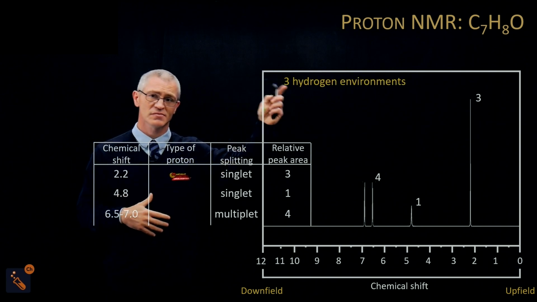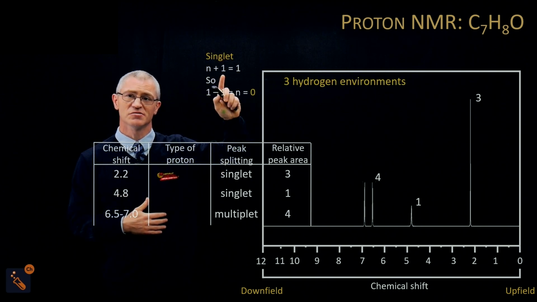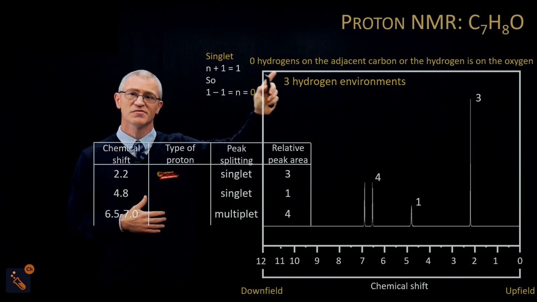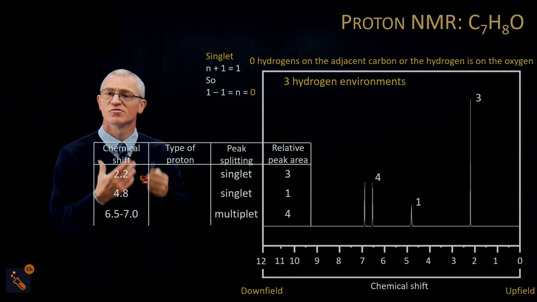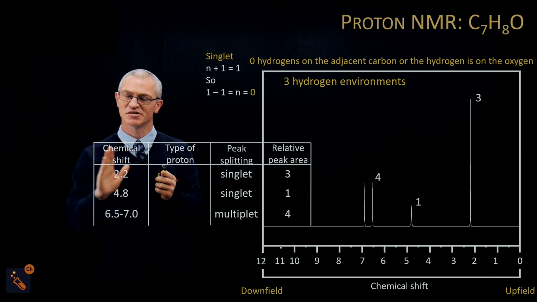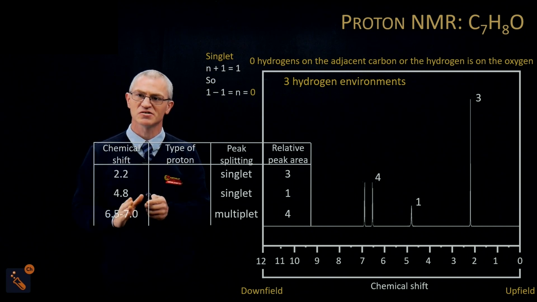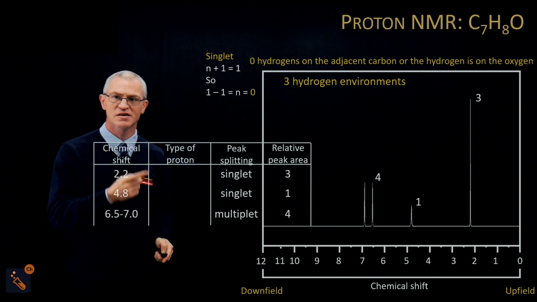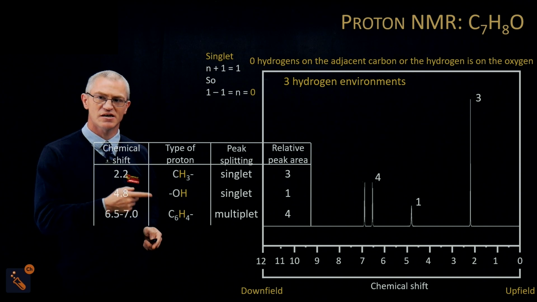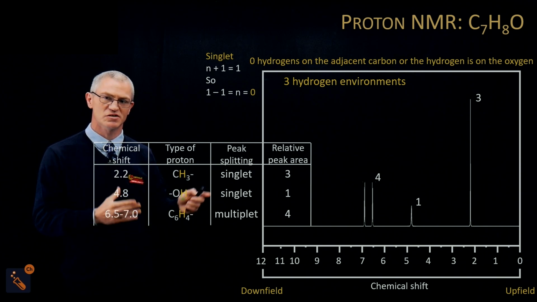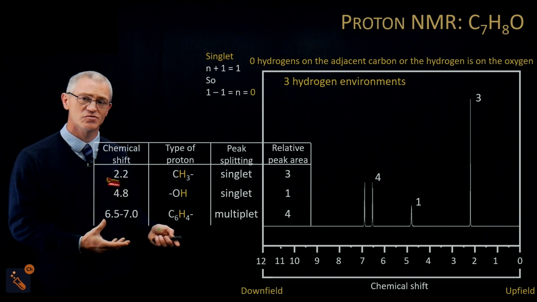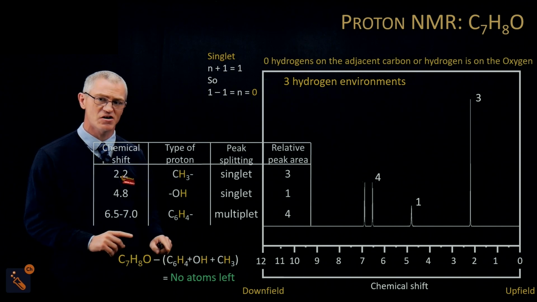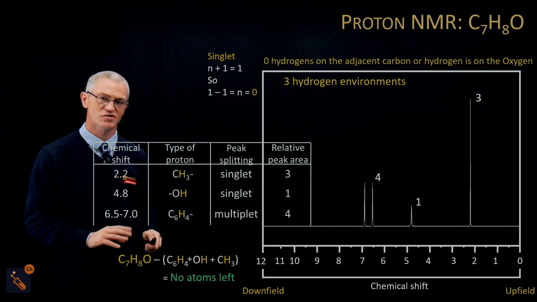But first of all, let's do our environments, 3 hydrogen environments, and do our n+1 rule. The singlet means that n equals 0, and therefore there are 0 hydrogens on the adjacent carbon. Or for example, if it's the OH, you can't peak split through an oxygen. It blocks that peak splitting. So any OH is going to be a singlet, regardless of whether there's a carbon next to it with hydrogens on. So let's put them in, CH3 and C6H4. And then let's check that we have all of the right atoms. It looks like there are no atoms left, so our molecule is only made of these 3 parts.